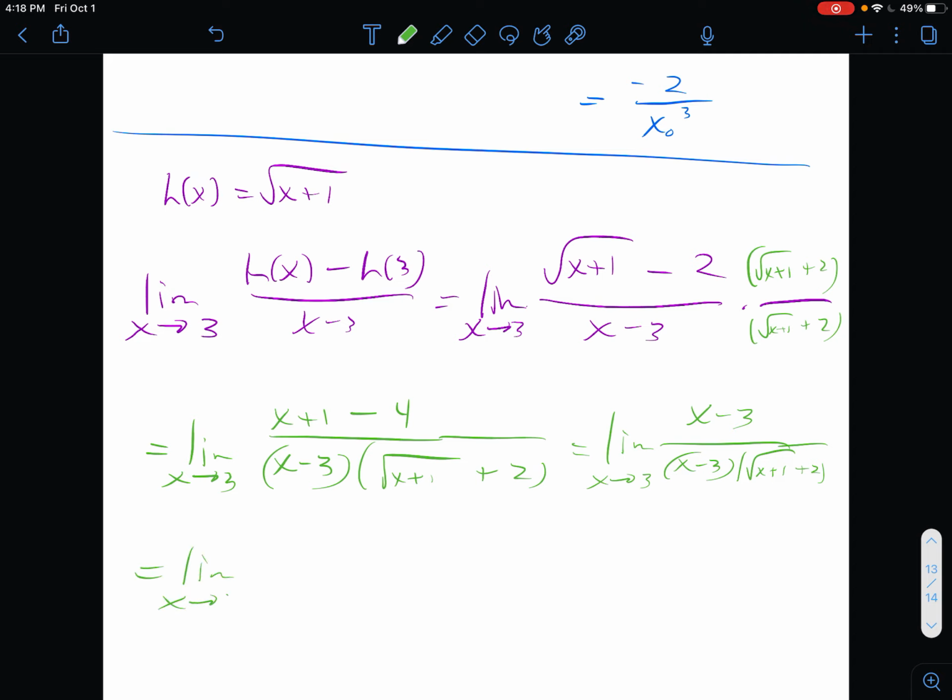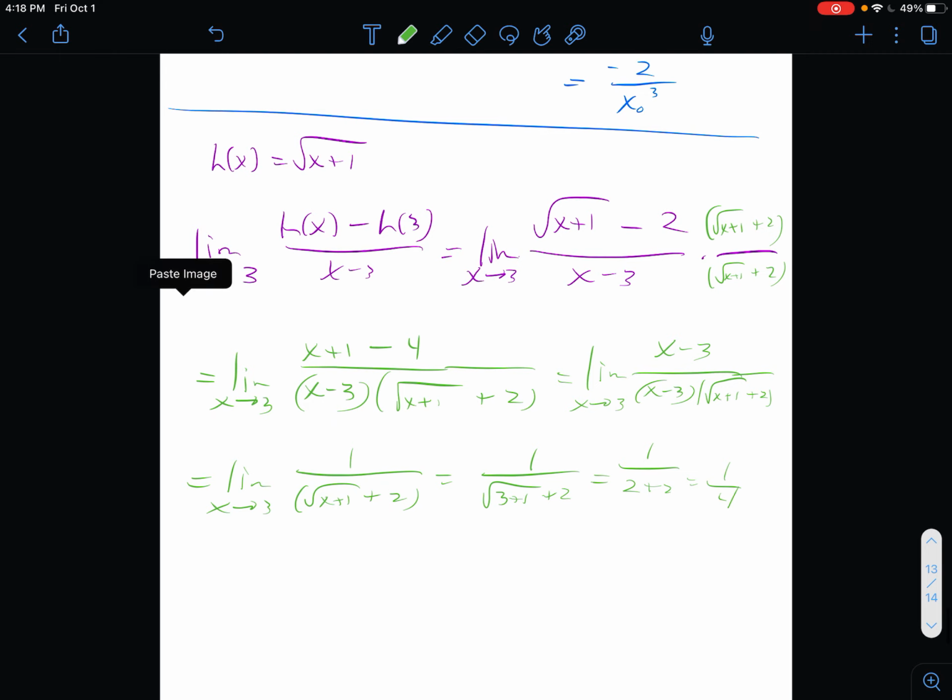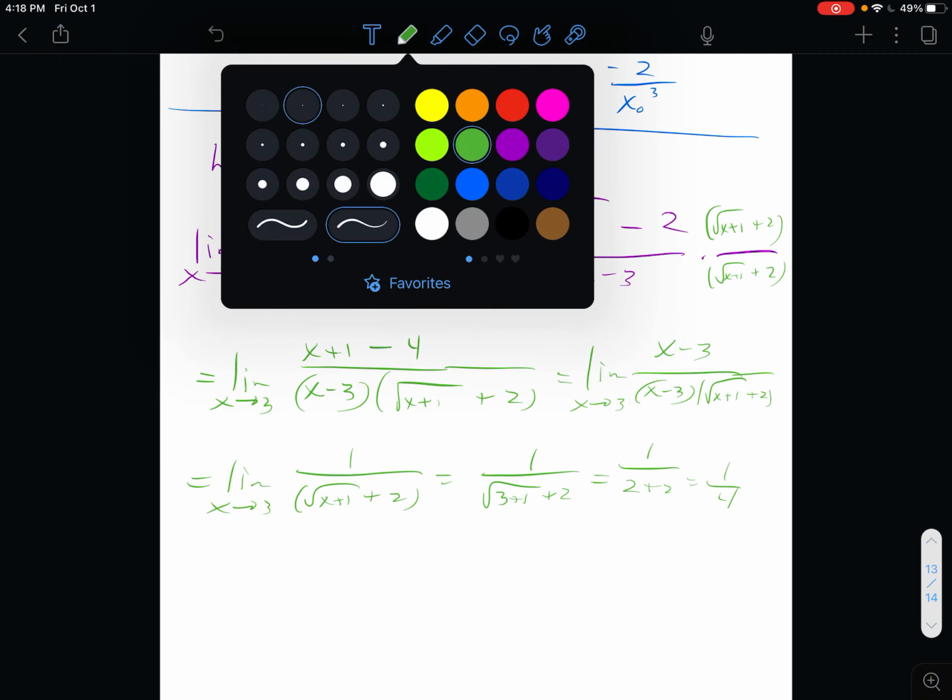So I have the limit as x goes to 3 of 1 over root x plus 1 plus 2. Love to plug in. So I have 1 over root 3 plus 1 plus 2. So that's 1 over 2 plus 2, which is 1/4. And I can do this one abstractly.